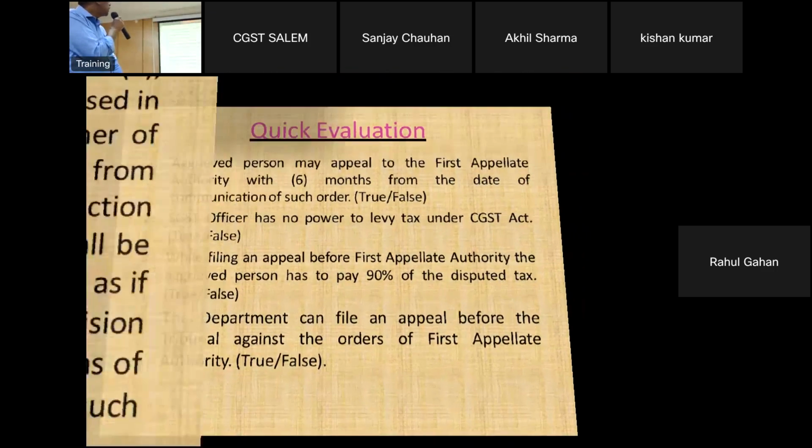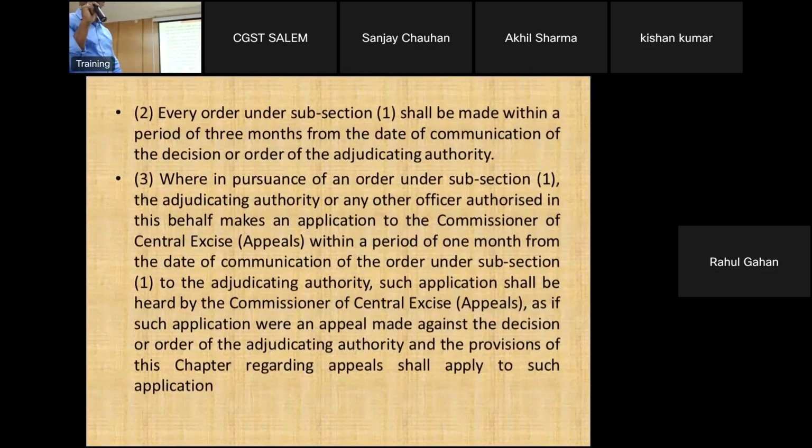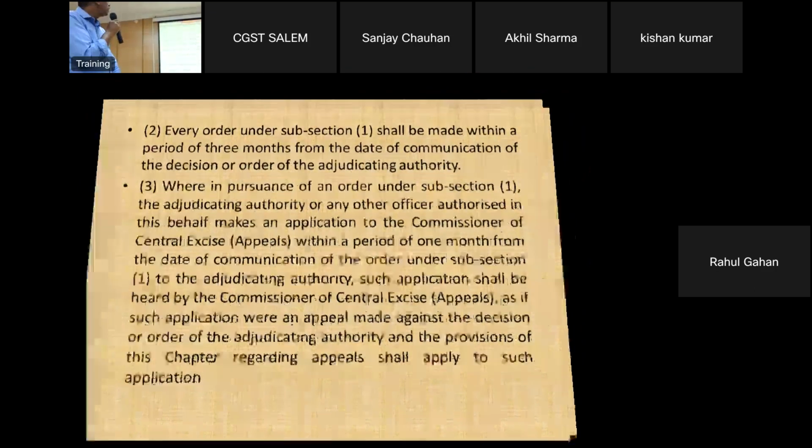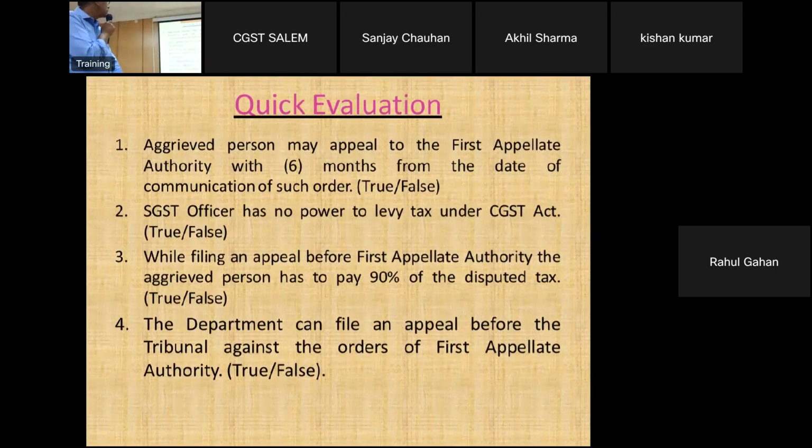That's all. Some questions, like I asked them. You have to say whether it is true or false. A person may appeal the first appeal through the online method. Just online, anybody is there? Are you following it?